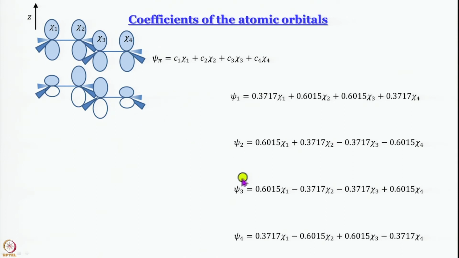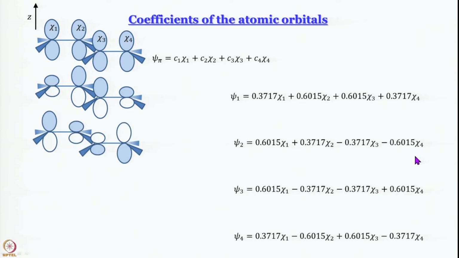What about psi 2? 0.6015 chi 1, 0.3717 chi 2. So, now it is a turn of chi 1 to be larger, chi 2 to be smaller. Besides, there is a sign change between 2 and 3, minus 0.3717 chi 3, minus 0.6015 chi 4. So, this is the diagram. I hope it is not very difficult to understand, and we will come back to this sign change business.